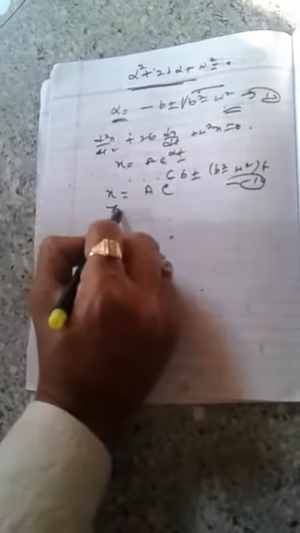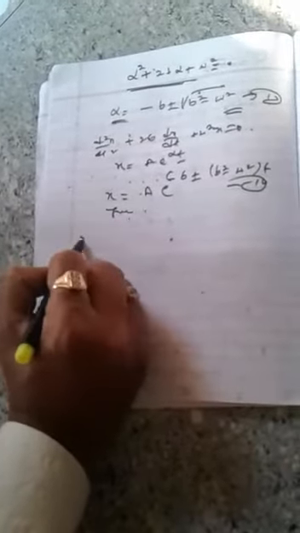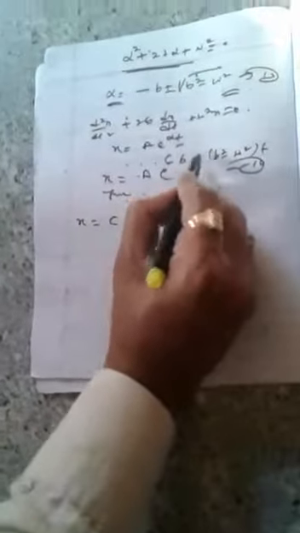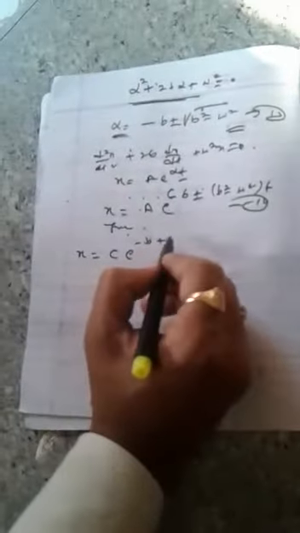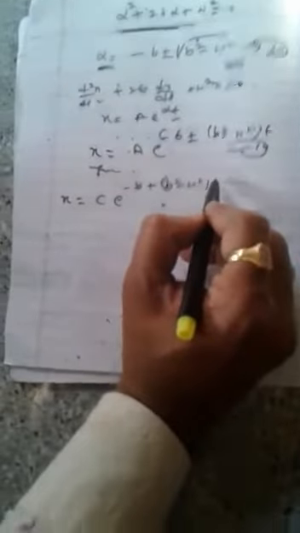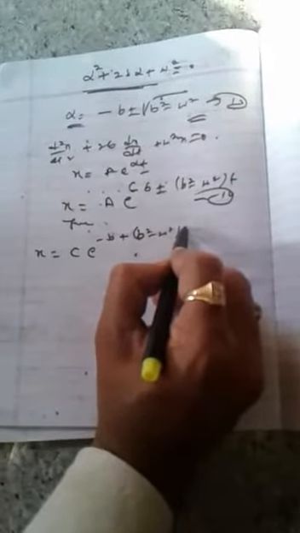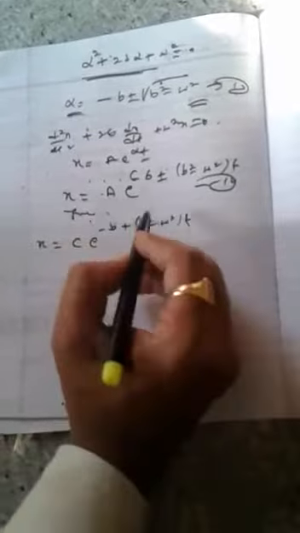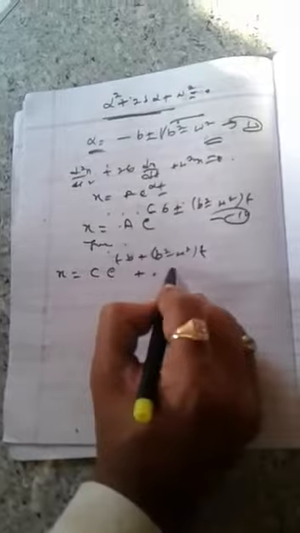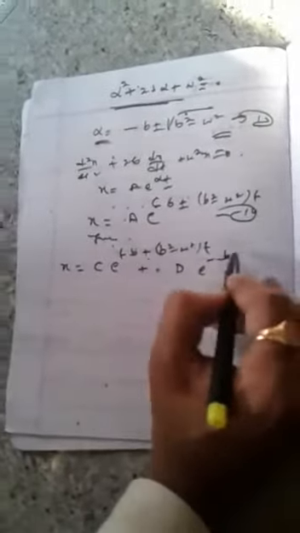So the general solution for the above equation can be written in the form of x is equal to c e to the power of minus b plus root of b square minus omega square into t, plus d e to the power of minus b minus root of b square minus omega square into t. Okay, where c and d are constants which can be determined.